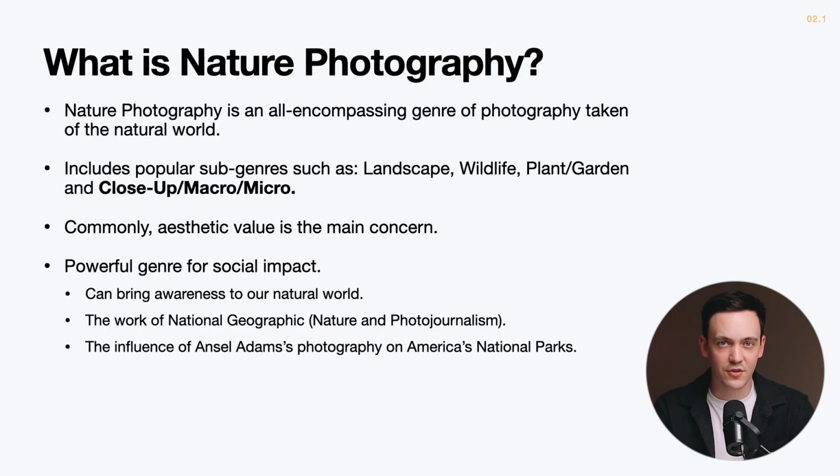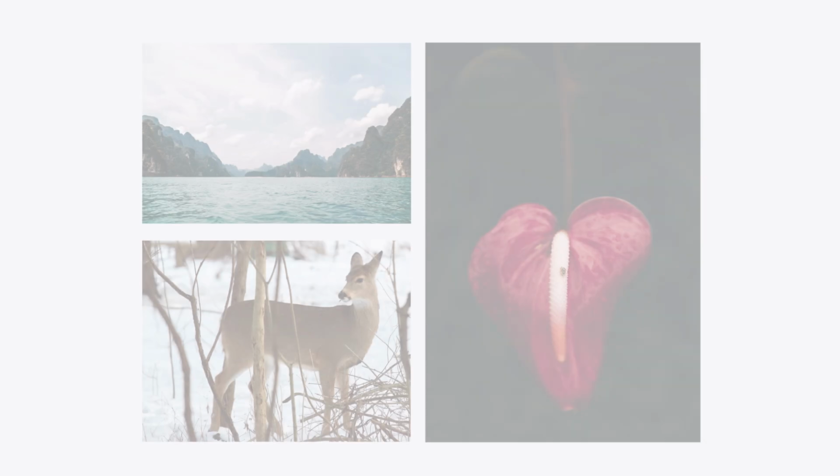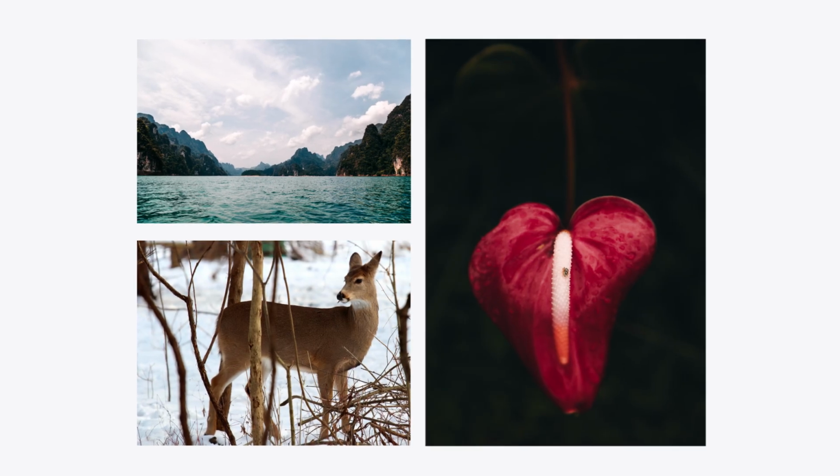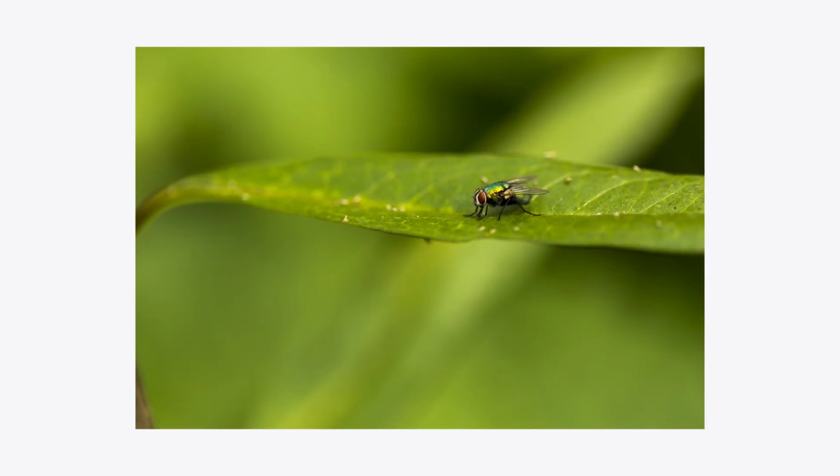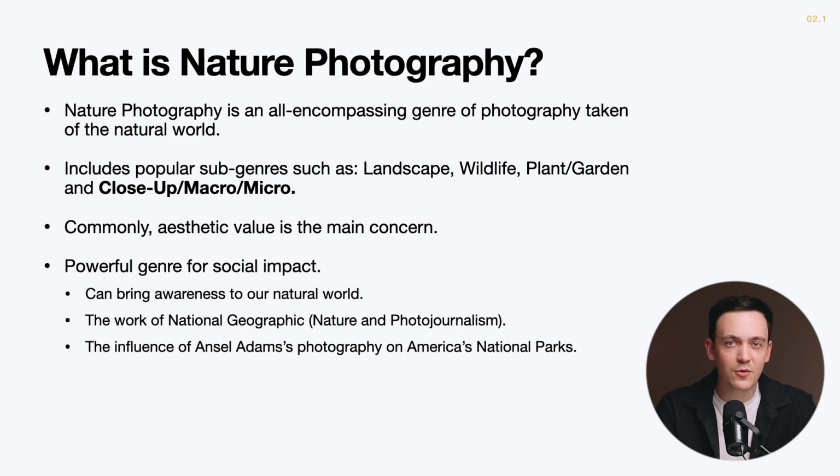In this section of the course, we're going to define what close-up nature photography is. Nature photography in general is an all-encompassing genre of photography taken of the natural world. This can include popular subgenres such as landscape, wildlife, plant or garden, and what we're talking about today, close-up, macro, or micro. Commonly, with nature photography in general, the aesthetic value of the image is the main concern.